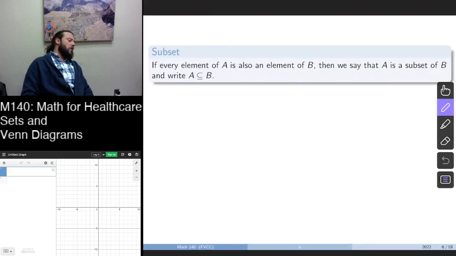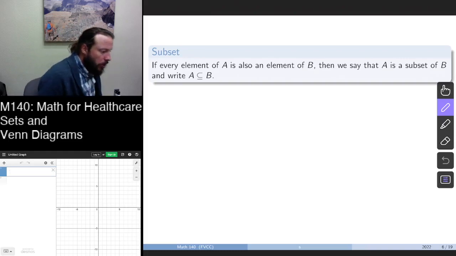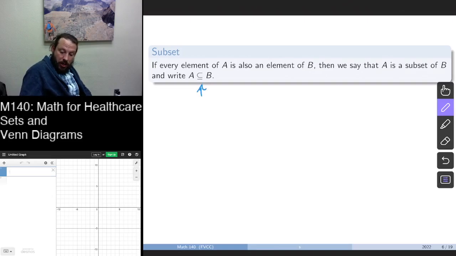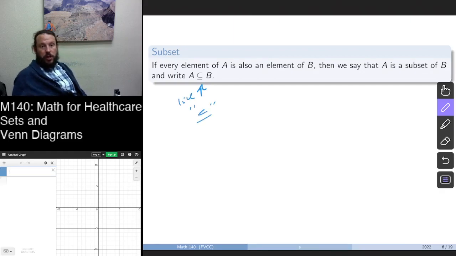The idea of subset is also quite important, and we will see this, I promise you, when we get to the probability section, how important these subsets are. But here, if every element of A is also an element of B, then we say that A is a subset of B, and write it this way. And notice that subset sign should remind you of the less than or equal to sign, okay? Pretty much, it's the set equivalent of that.